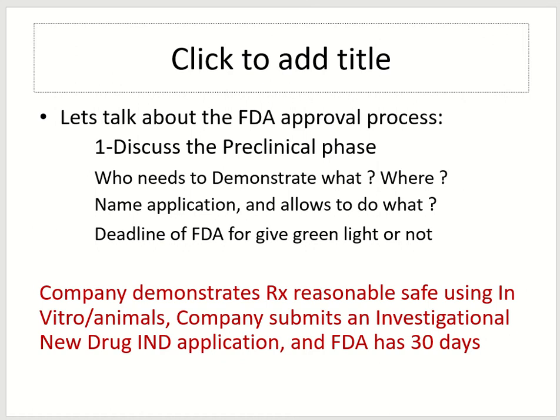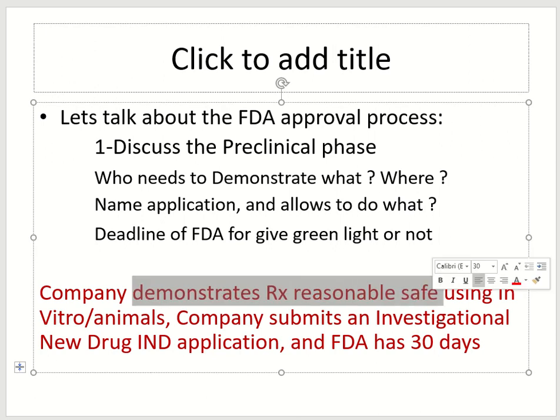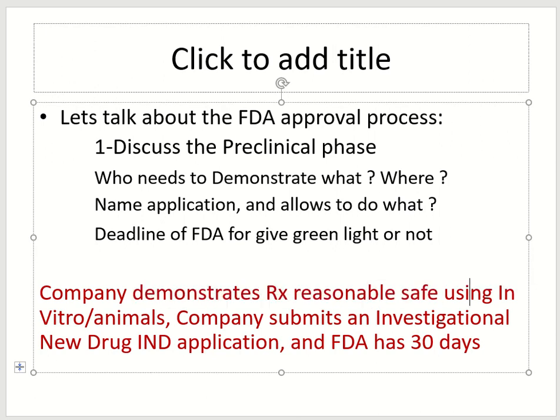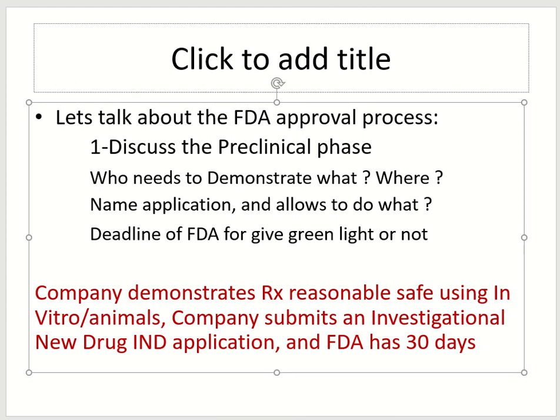So before we start with phase 1, phase 2, phase 3, there is the preclinical phase. And what does it consist of? In short, the drug company's responsibility in the preclinical phase is to show that their drug is reasonably safe. How did they do that? Presenting in vitro and animal studies. Then the drug company submits something called the IND application, the investigational new drug application, to the FDA so that they can start phase 1, and the FDA has 30 days to come back with an answer.